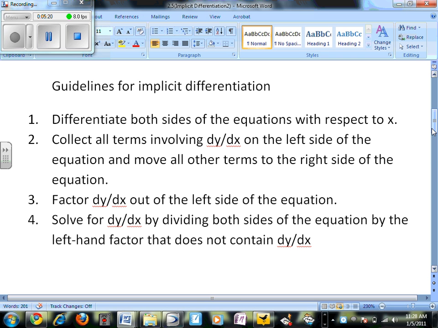We collect all terms involving a dy dx. So if we took a derivative that involved a y, we want it on the left side. If it doesn't involve a y, we put it on the right side. We're going to factor out dy dx, and then we're going to divide by the remaining parts. And you'll see how it works here in a little bit. This will make more sense shortly.